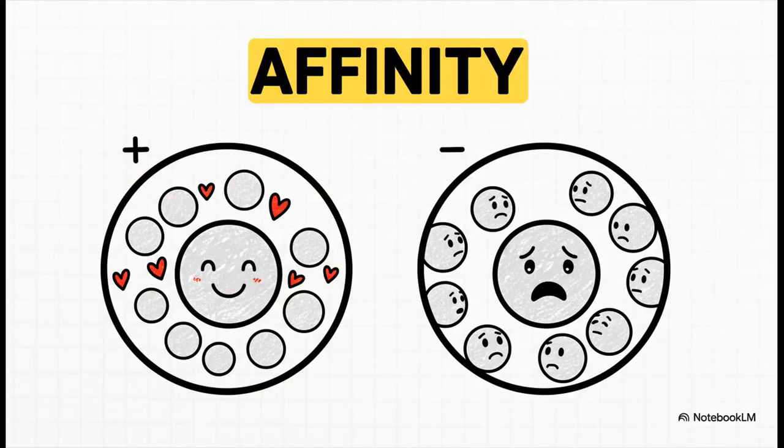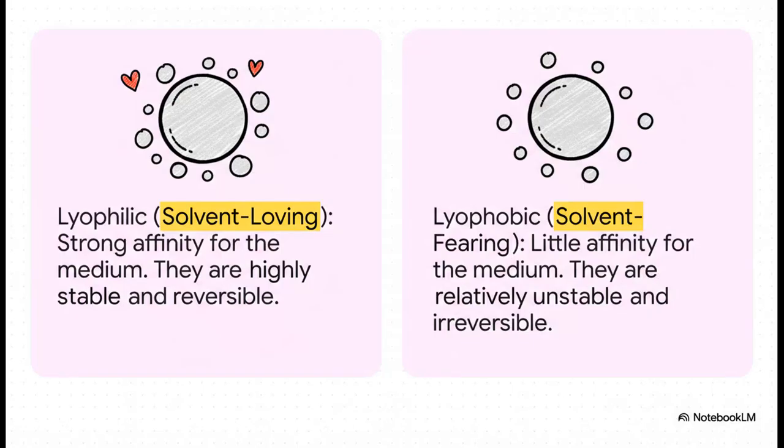So while all those ways of classifying are super useful, this next one is probably the most critical one for you as a future pharmacist. It really all boils down to one simple question. Do the particles and the liquid they're in like each other, or do they hate each other? And that right there is the huge difference between what we call solvent-loving or lyophilic colloids and solvent-fearing or lyophobic ones. Lyophilic systems like gelatin mixing in water are super easy to make and are usually really stable. But lyophobic systems, man, they have almost no attraction for the liquid they're in.